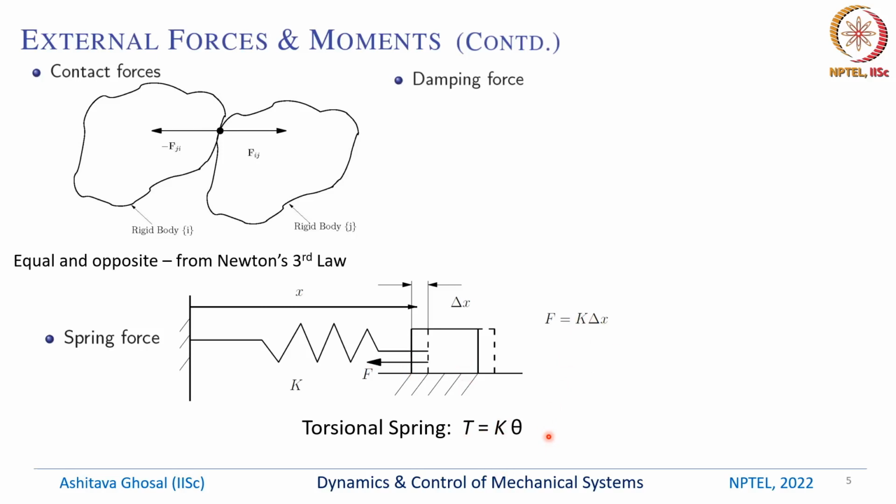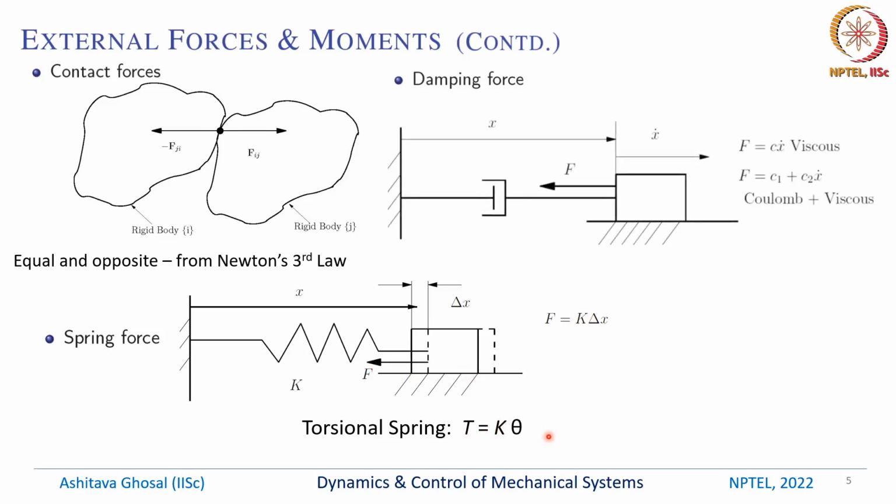You can also have a damping force. A typical damping force can be shown in this form. I have an object moving towards the right with some velocity x dot. This is a schematic of a damper, and this is a schematic of a spring. What you can see is that when it tries to move towards the right, a force is developed which brings it back.